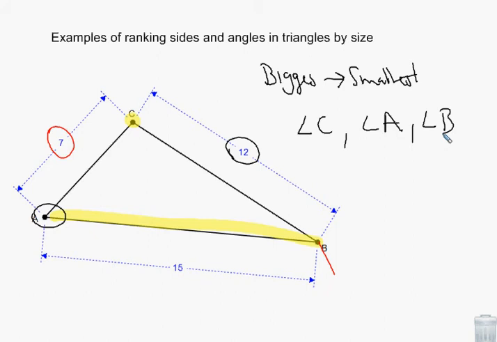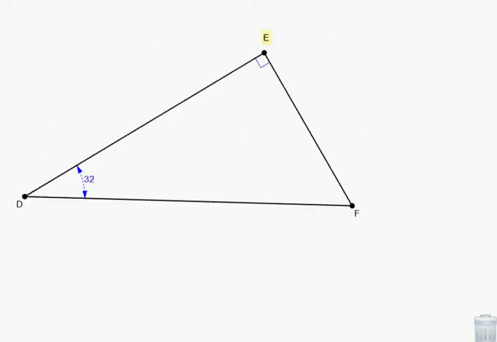Okay, there's one example. We can also rank the sides by size because we know if two angles of a triangle are different, the bigger side will be opposite the bigger angle. In this triangle, we're only given two angles, but of course we can always figure out the third. If E is 90 and D is 32, then F has to be 180 minus 90 minus 32, which is of course 58. So the angle F is 58 degrees.